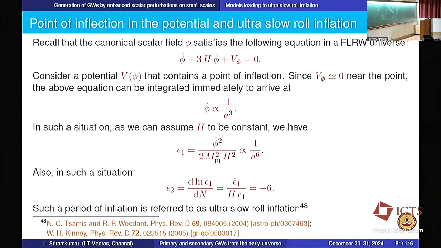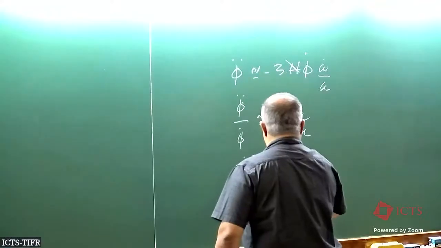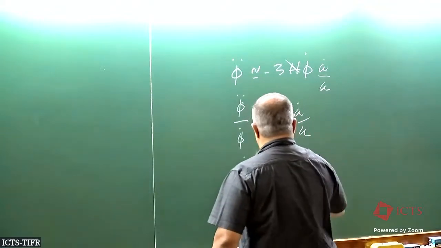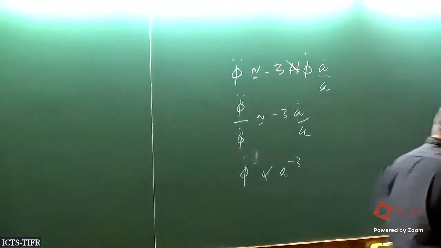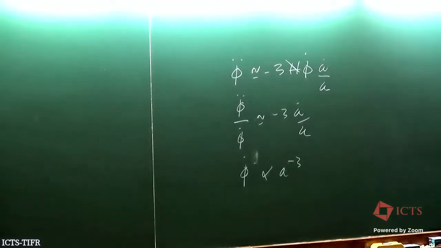So what do you have here? You have phi double dot is essentially minus 3H phi dot, when V_phi is 0. And remember, this is A dot by A. So phi double dot by phi dot is minus 3 A dot by A, which can be immediately integrated to obtain phi dot is proportional to A to the power minus 3. So if you have a point of inflection in the potential, and as the field crosses the point of inflection, phi dot will behave in this manner.